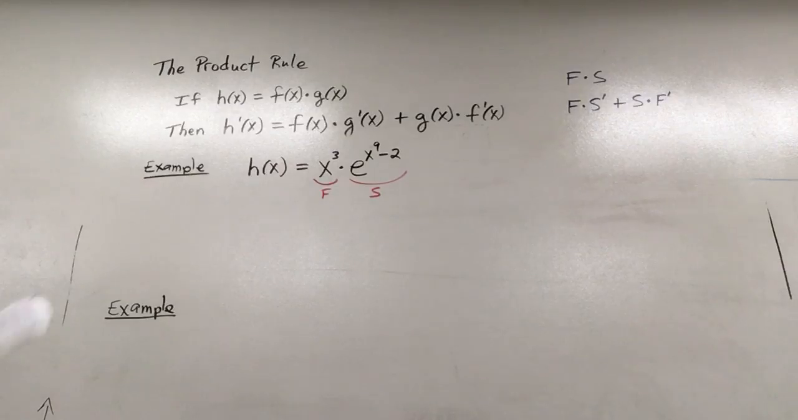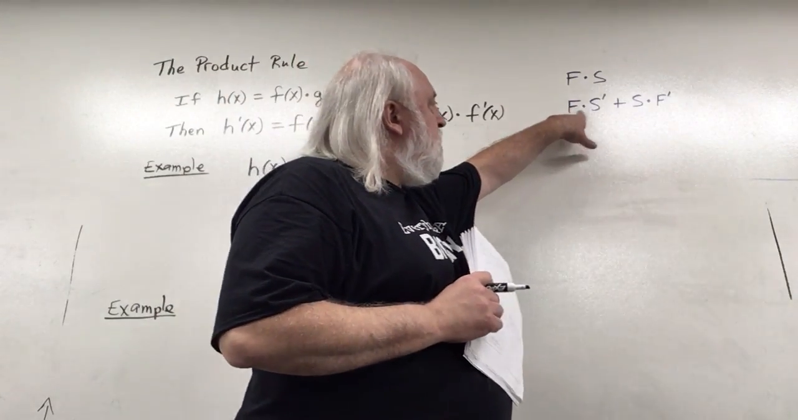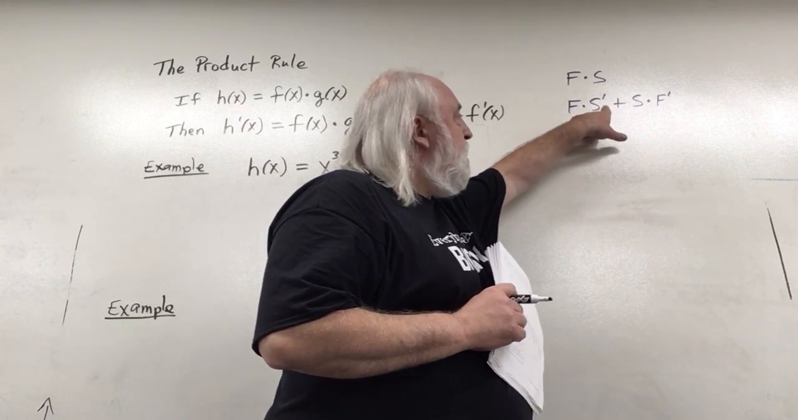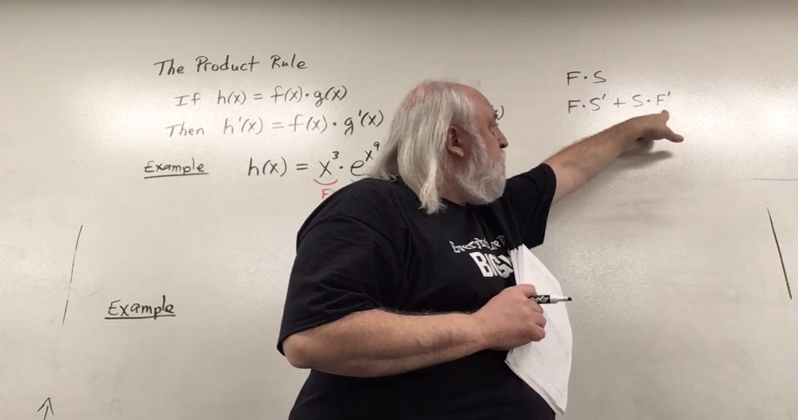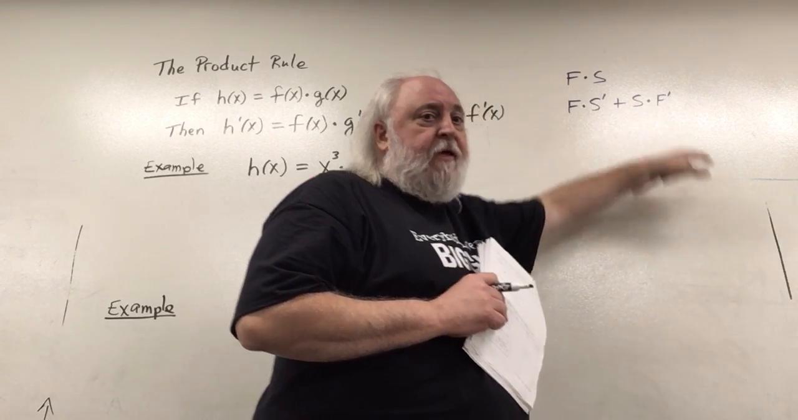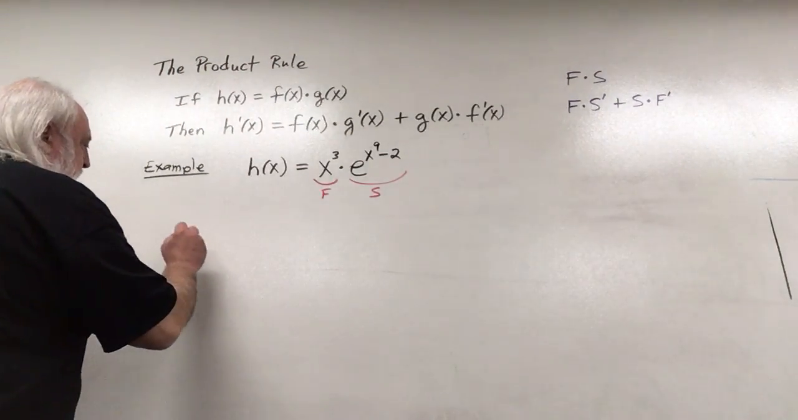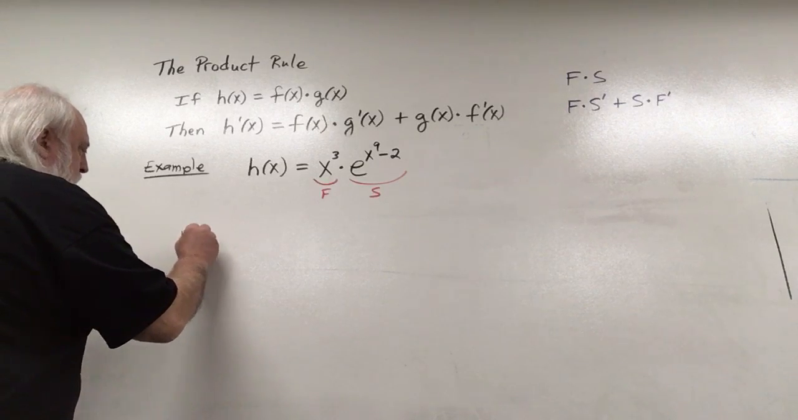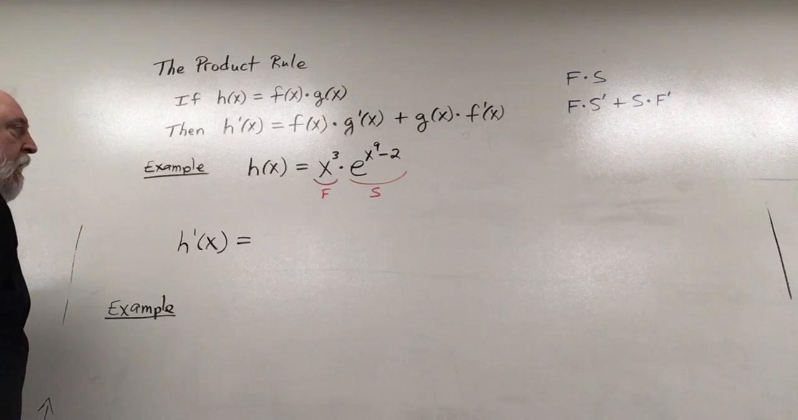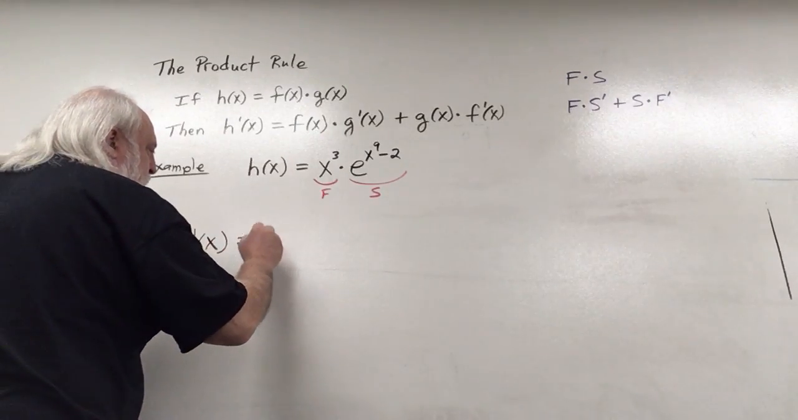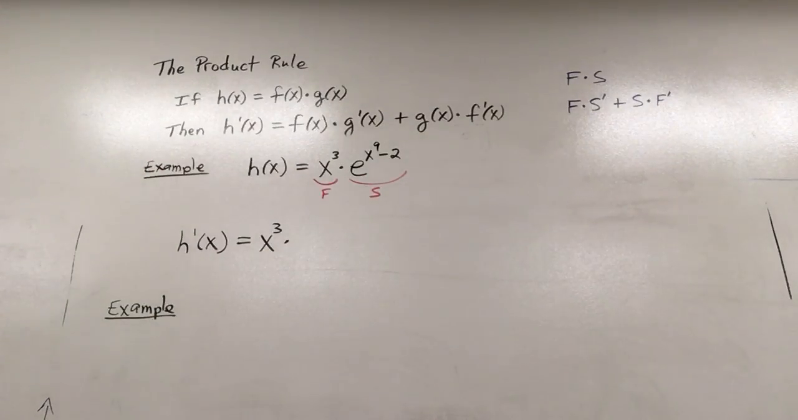Right? So the derivative h prime of x, again, is the first function times the derivative of the second, plus the second function times the derivative of the first function. That's what f prime means, the derivative of the first function. So h prime of x, using this form of the product rule, is equal to the first function x cubed times the derivative of the second function.